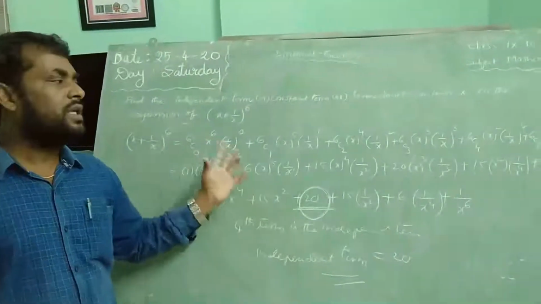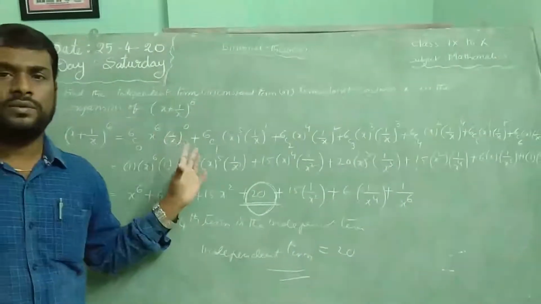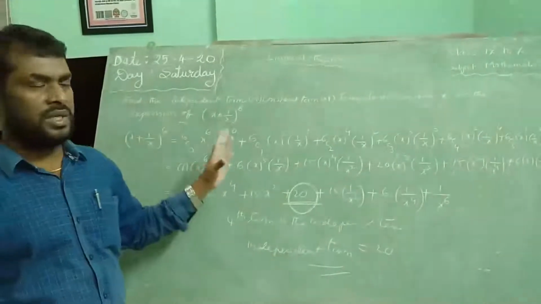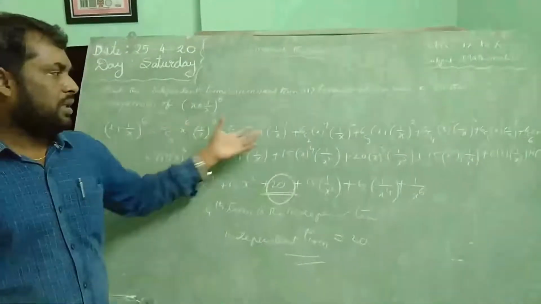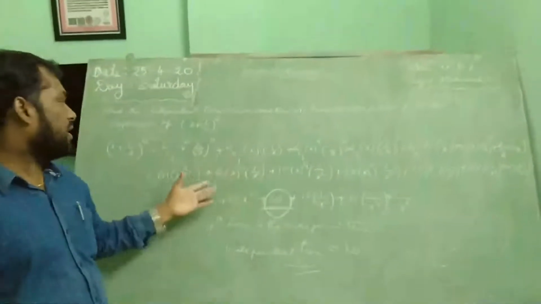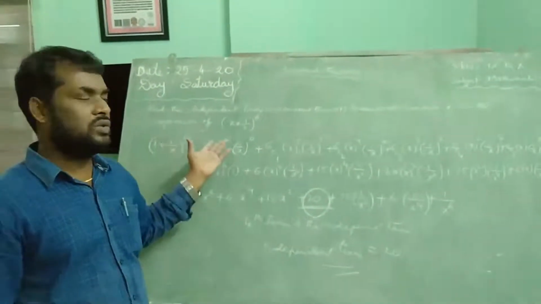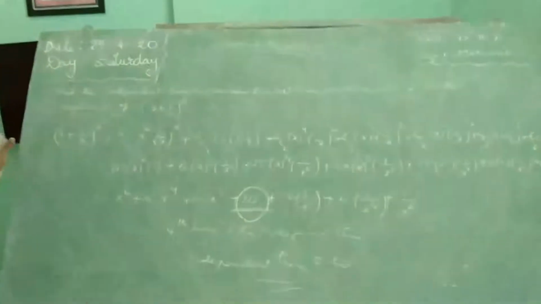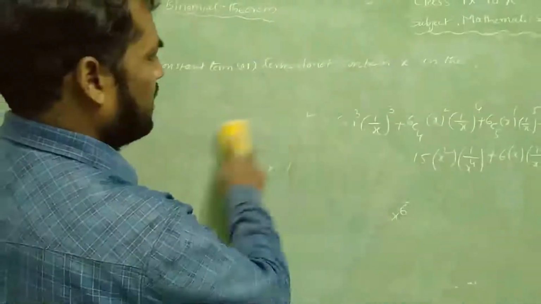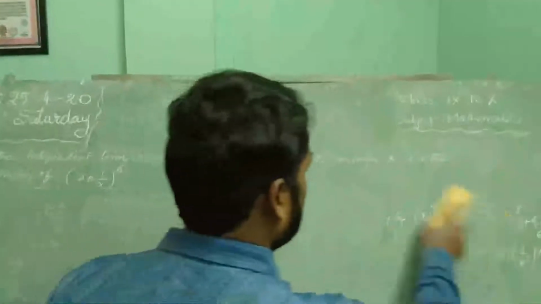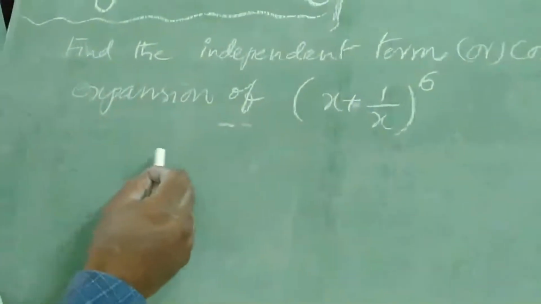So it takes so much time in the examination, because you have to write the full binomial expansion. Here the exponent is 6, no problem. Suppose the exponent given is 11, then it takes so much time. So is there any different method? The second method is by using the general term, the r plus 1 term.